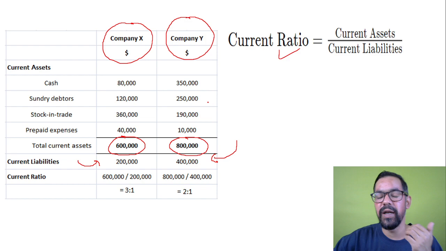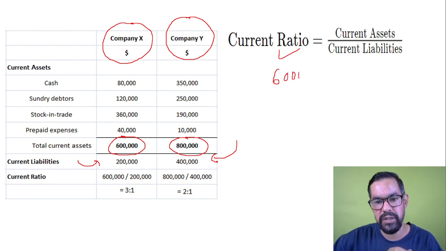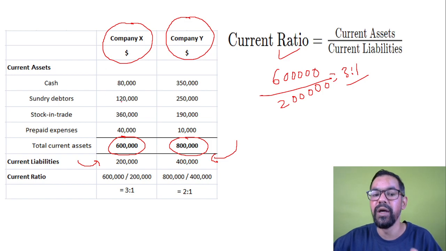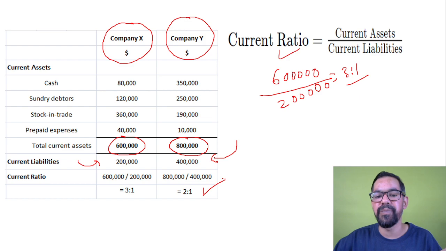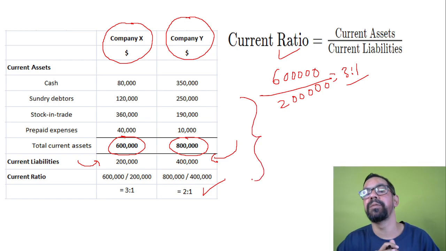Now the formula: current assets, which are 6 lakh rupees, divided by 2 lakh. So your outcome is 3.1. The ratio is 3.1 in case of company X. Similarly, for company Y, it is 8 lakh divided by 4 lakh, which is 2.1. So this is the current ratio in the case of company X and Y.